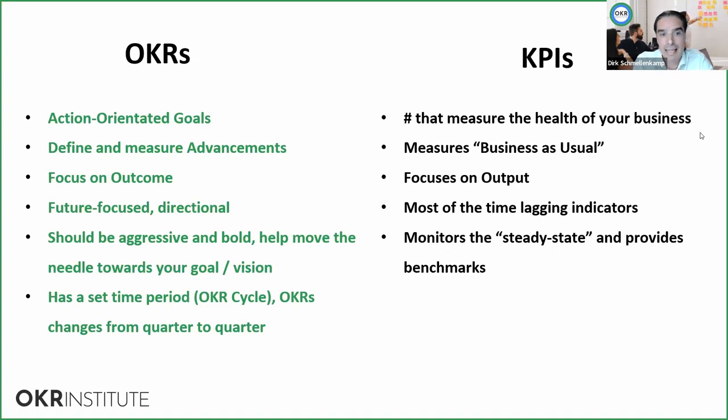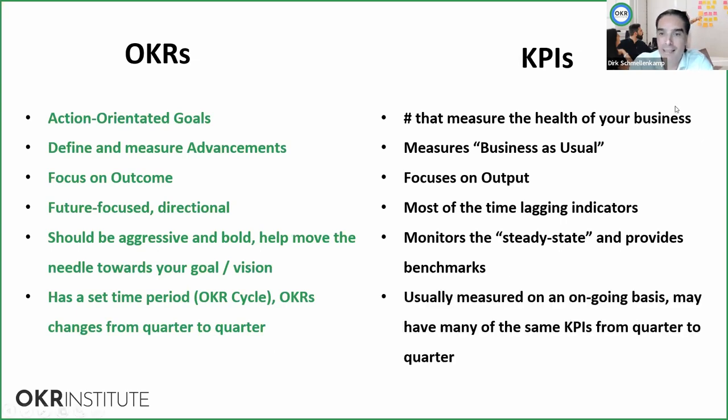OKRs have a set time frame, and usually they change quarter to quarter or OKR cycle to OKR cycle. By the way, you can also carry forward OKRs if needed. If you haven't achieved them, you can carry them forward to the next cycle, but not too many cycles. Otherwise, it becomes more like a strategic objective, a 1 to 3 year objective. KPIs are measured on an ongoing basis, and they stay the same from quarter to quarter. So these are the big differentiators between OKRs and KPIs.